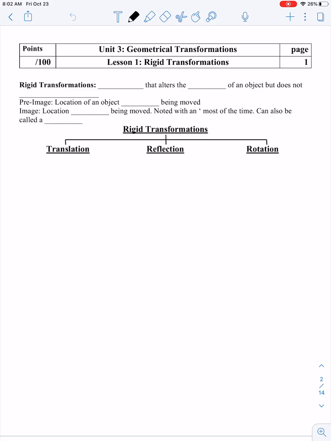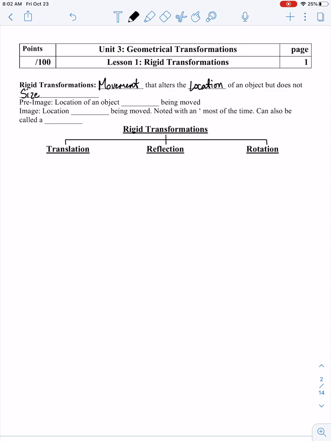A rigid transformation is a movement that alters the location of an object, but not the size. Okay, so if you want to think about moving a chair across the room, you can slide it, you can flip it, you can spin it, but the chair is still the same size.